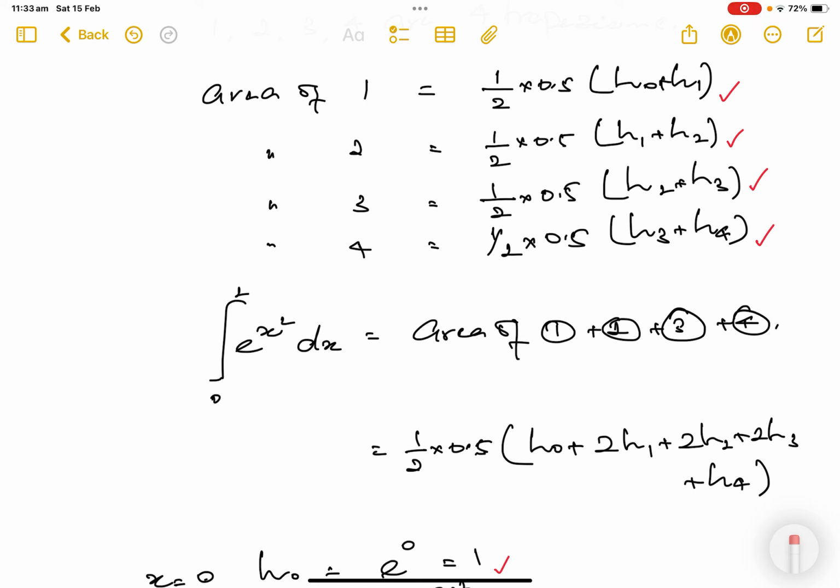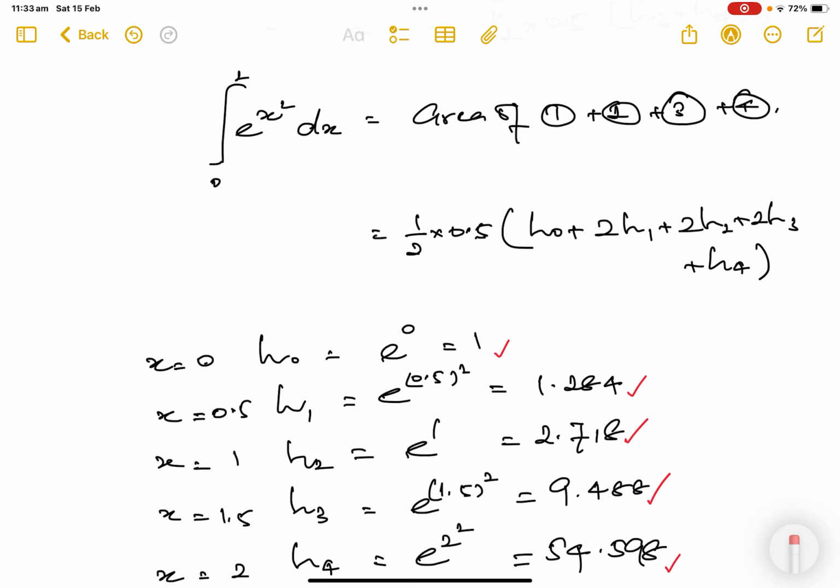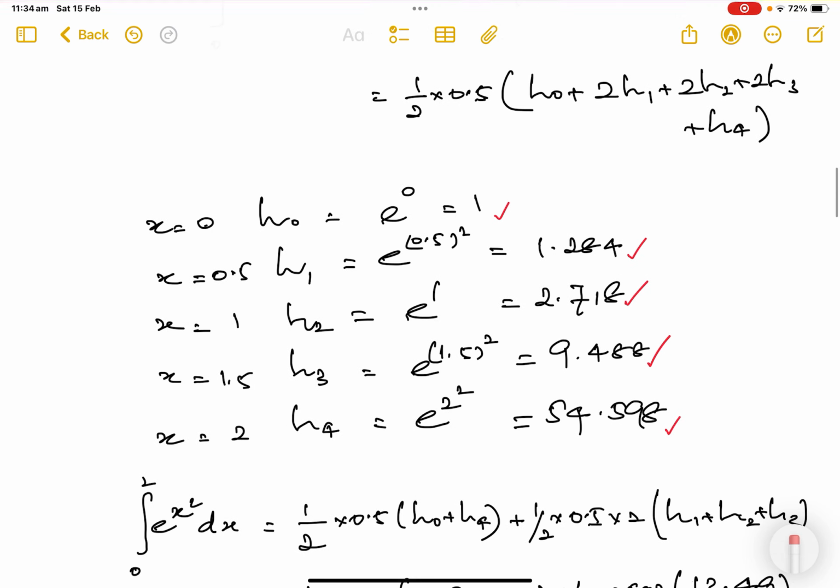The integral from 0 to 2 of e to the power x squared dx is the area of trapezium 1, 2, 3, 4. So we have found these areas: half times 0.5 times H0 plus 2H1 plus 2H2 plus 2H3 plus H4. We need to find these H0 to H4.